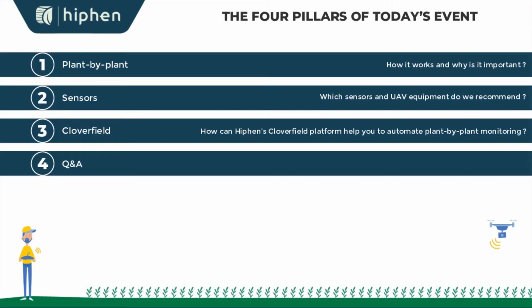So today's session is divided around 4 key pillars. We will talk about plant-by-plant monitoring. What do we mean by that, and why is it important? We will talk about sensors as well. So what kind of sensors can be used to do that effectively, and what can we do with UAV? And we'll share our experience with UAV with you on this topic. And lastly, we'll talk about Cloverfield, which is our data platform that can allow you to automate this type of calculation. The session will end with a Q&A session.